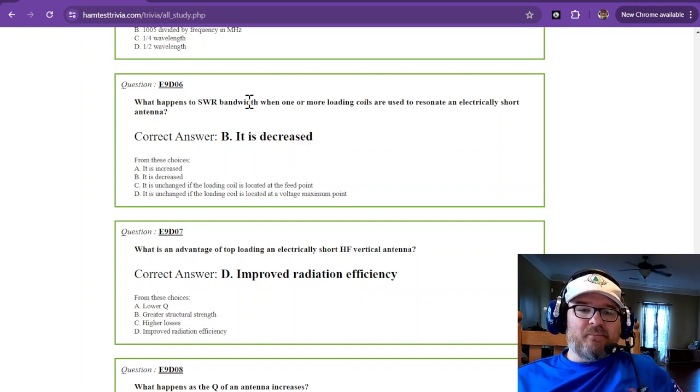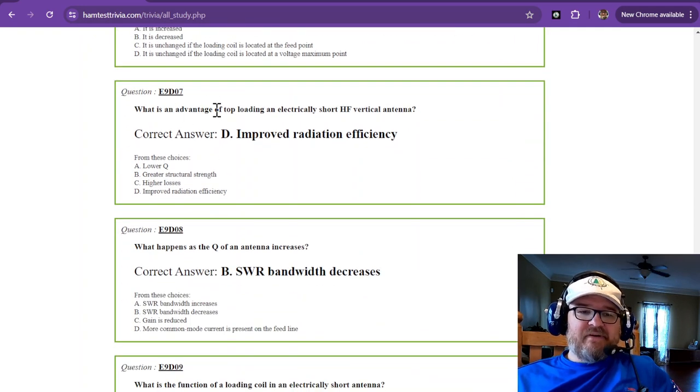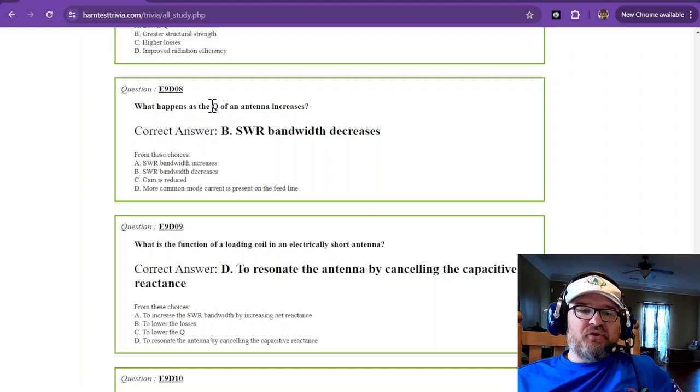What happens to SWR bandwidth when one or more loading coils are used to resonate an electrically short antenna? The SWR bandwidth, where you can actually use it, is decreased because as you start loading it with these coils, you're increasing the Q. If you increase the Q, you narrow your bandwidth. What is an advantage of top loading an electrically short HF vertical antenna? And that means putting the coil on the tip, the tippy top. And you get improved radiation efficiency. What happens as the Q of an antenna increases? The SWR bandwidth decreases. And that's what I just mentioned earlier.